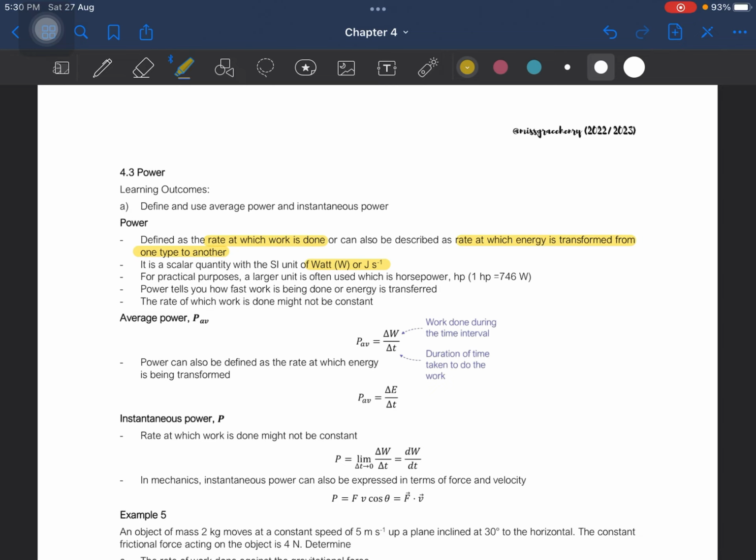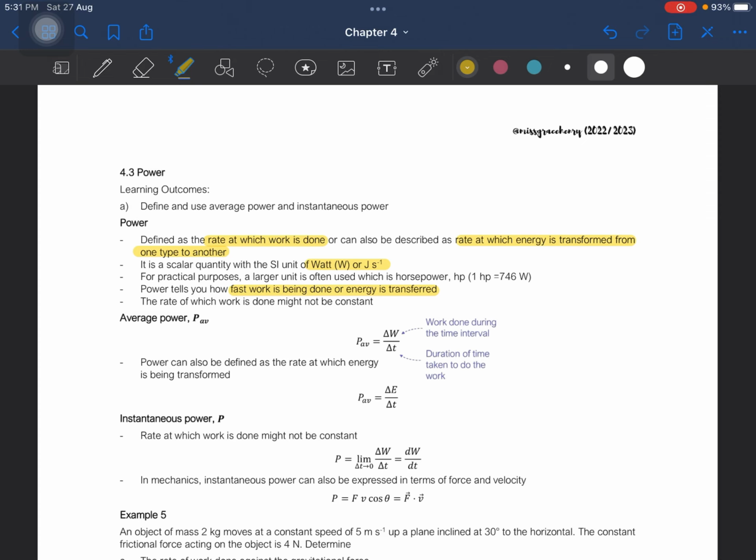So for practical purposes, a larger unit is often used, which is horsepower. Usually you will hear this for air conditioners, how many horsepower, 1.5 or 1 horsepower. So power actually tells you how fast work is being done. That is the formula, work over time. So it is telling us how fast work is done or energy is transferred. The rate at which work is done might not be constant.